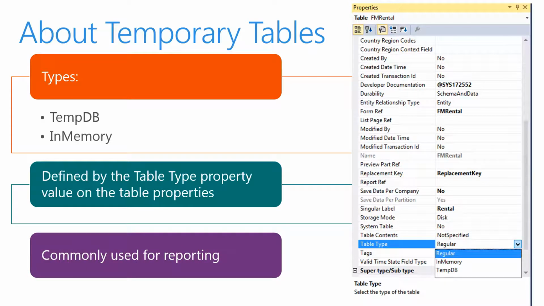TempDB tables are often used to store data from reports, as report data is usually temporary in that it is not needed after the report is closed. On a final note, the data in a temporary table is controlled through code and cannot be seen by using the table browser feature. Here you can see on the right-hand side, we have the table type where we can specify if it's a regular table, where it will be stored in the database, or an in-memory or TempDB table.